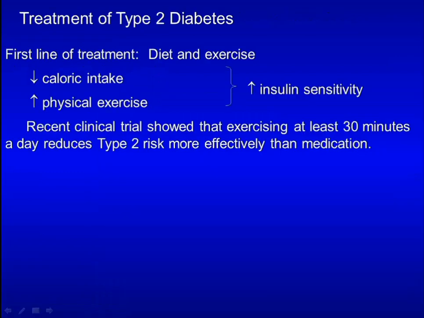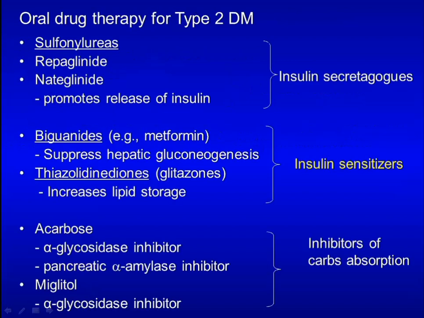First line of treatment is to reduce caloric intake and increase physical exercise. This can help increase insulin sensitivity. Oral drugs are available for type 2 diabetes. First group of drugs promote insulin release. Second group of drugs either suppress gluconeogenesis or increase lipid storage. Third group of drugs inhibit absorption of carbohydrates.